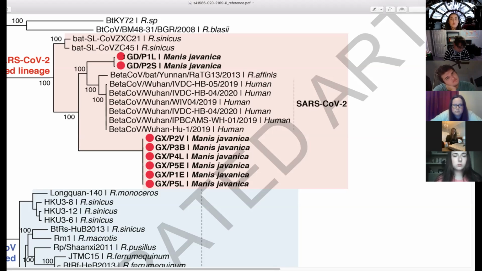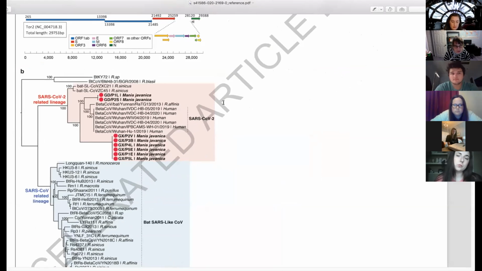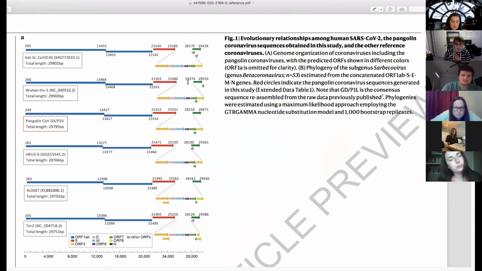So what do you think? Why am I showing you this? Because I think it's interesting that you get about 10 papers doing exactly the same thing, but they're showing you different stuff, right? They're showing you different things. So first, what does it tell you by using more than one pangolin sequence?